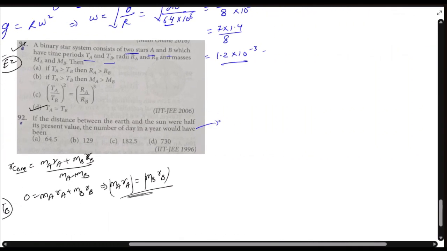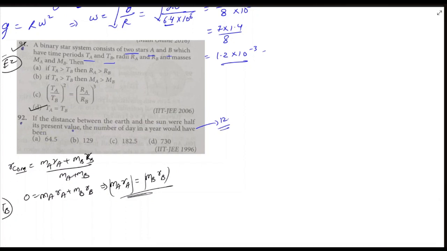So we have this, our 12th. If the distance between the Earth and the Sun were half its present value, the number of days in a year would have been... Okay, so we know time period is proportional to R cube by Kepler's law, right? So let's say this was our initial, so T initial square upon T final square will be R initial cube upon R final cube, right?